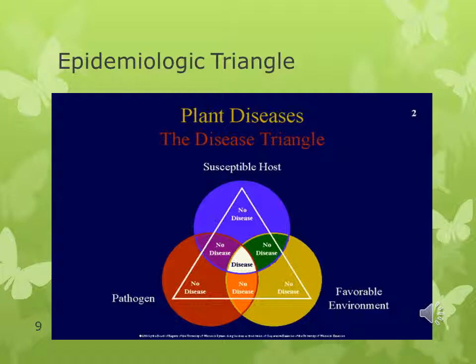Now, another tool for you to work through so that you can get a handle on what is going on, and perhaps find the origin of the problem, is the epidemiological triad. I know this one says plant diseases, but it doesn't matter. It can be applied to humans. So I want you to look at the pieces of this.